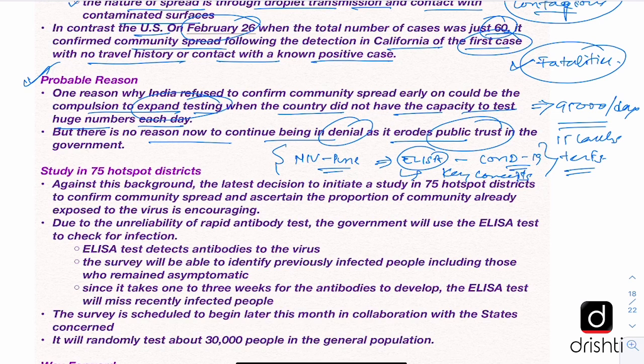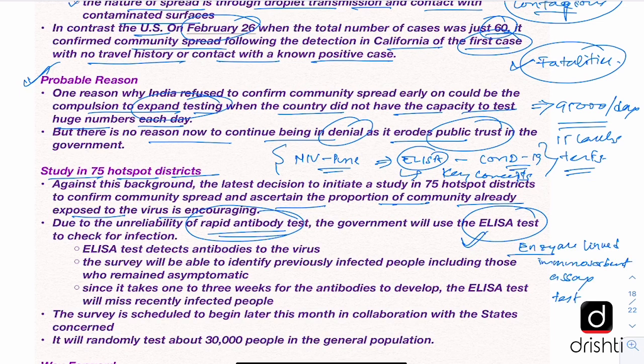Now the Indian government is planning a study in 75 hotspot districts to confirm this community transmission and also to ascertain the proportion of the community already exposed to the virus. And because there was high unreliability associated with the rapid antibody tests, the government will now use the ELISA test to check for infection. So the ELISA test stands for Enzyme Linked Immunosorbent Assay Test, and it detects antibodies to the virus.